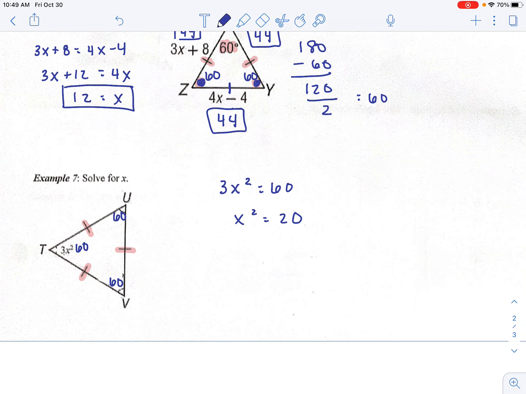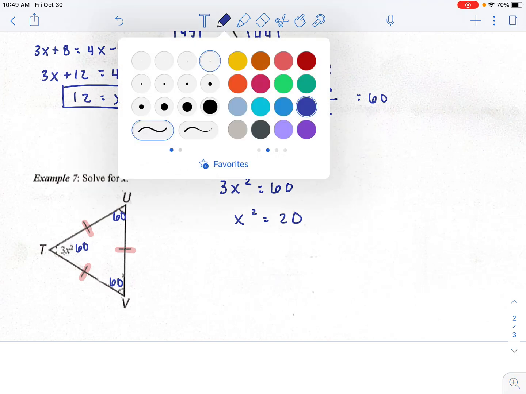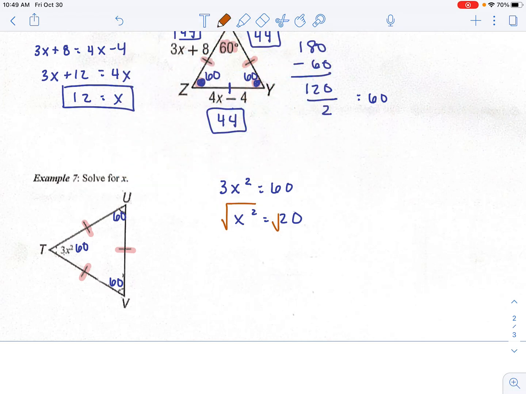I'm going to divide both sides by 3. Now I want to find what x is, and currently I have x squared. To get rid of x squared, the opposite of squaring is square rooting both sides. So we're going to take the square root of both sides. The square root of x squared is just x. All right, when we take the square root, we have the positive and the negative option.